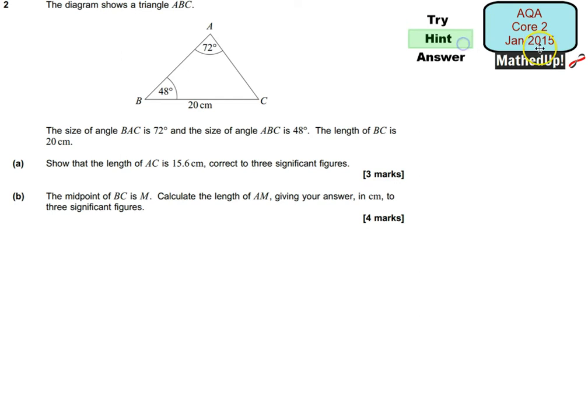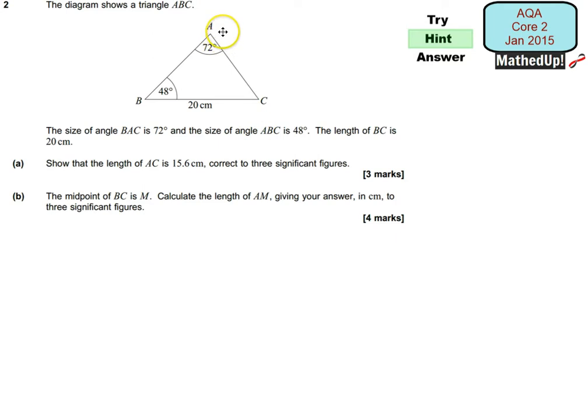For the next part of this video, I'm going to give you a hint as to how you can go about answering this question. The diagram shows the triangle ABC. The size of angle BAC is 72 degrees and the size of angle ABC is 48 degrees. We also know that the length of BC is 20 centimeters. For part A, we want to show that the length of AC is 15.6 centimeters, correct to three significant figures.